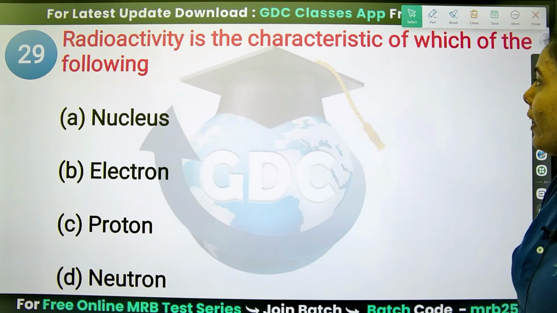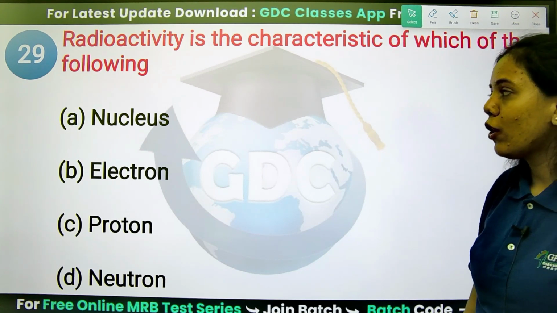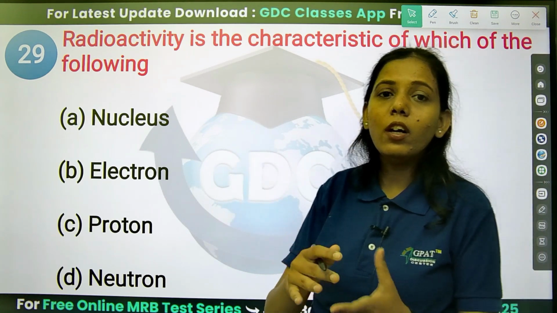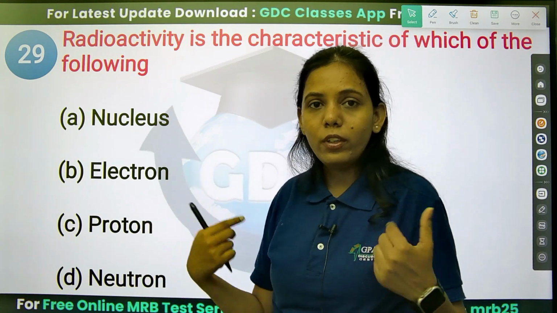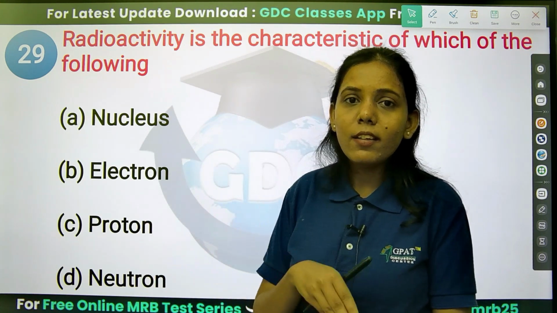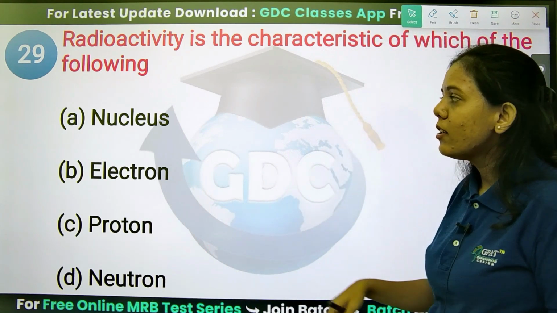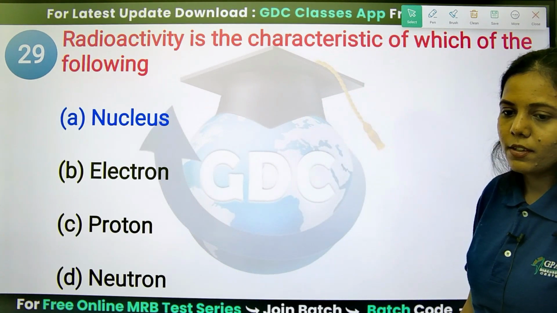Next is, radioactivity is the characteristic of which of the following? We have seen it is about the nucleus. Electron, proton, they are outer. Nucleus is present in the center of an atom. So nucleus, option A, is the right answer.